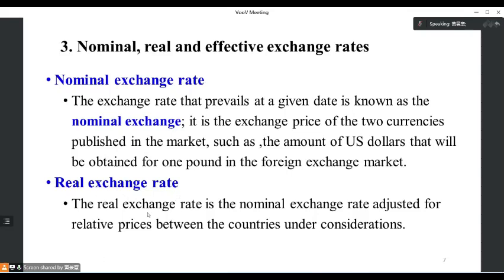Let's see the real exchange rate. The real exchange rate is the nominal exchange rate adjusted for relative prices between the countries under consideration.